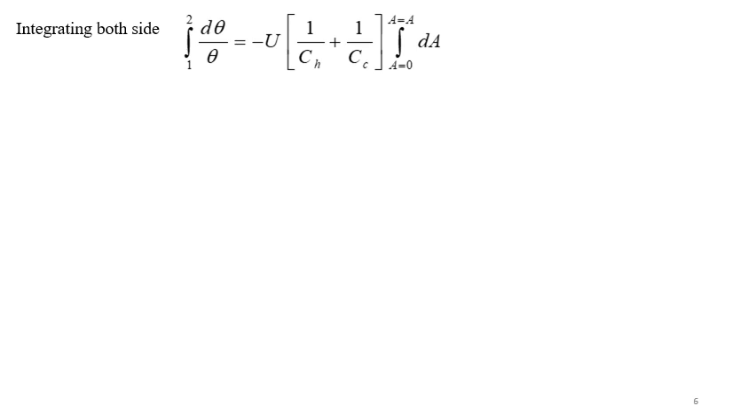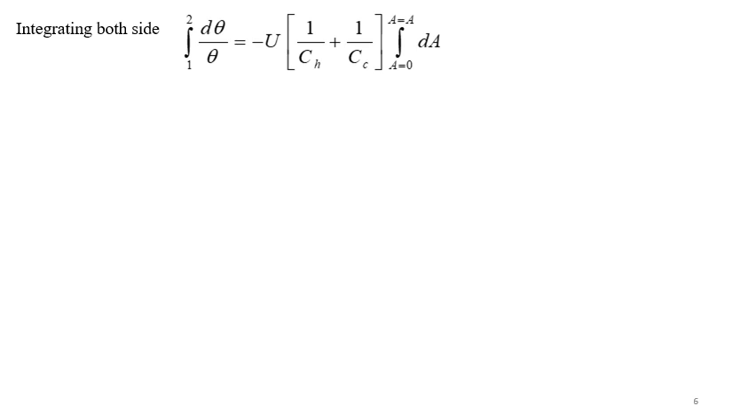For temperature, the boundary conditions are 1 and 2, where inlet is termed as 1 and outlet is termed as 2, and the area goes from A equal to 0 to A equal to A. So we can write the integration from 1 to 2 of d theta by theta is equal to minus U into (1 by Ch plus 1 by Cc) into the integration from A equal to 0 to A equal to A of dA.